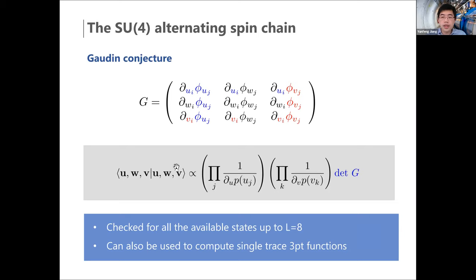In N equals 4 and in the usual spin chains, we know that the norm of a given Bethe state is proportional to the Gaudin determinant. This is observed in many spin chains, but for most of them we don't have a rigorous proof. Now to compute a norm in the alternating spin chain with two momentum carrying nodes, we also need to check whether this is true. And indeed, using all the data that we have, we checked that this is the case, namely the norm of this SU(4) alternating spin chain also satisfies the Gaudin conjecture. So it is proportional to the determinant of the Gaudin matrix with some prefactors that depend on normalization. We checked this for all the available states that we have up to L equals 8.